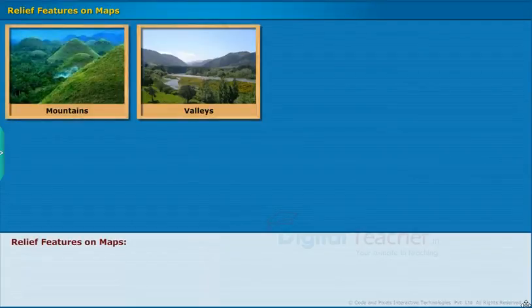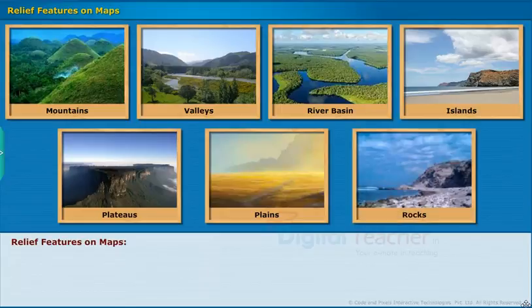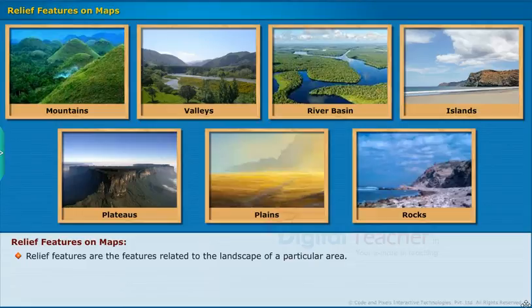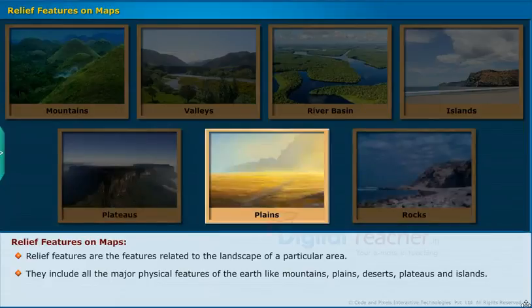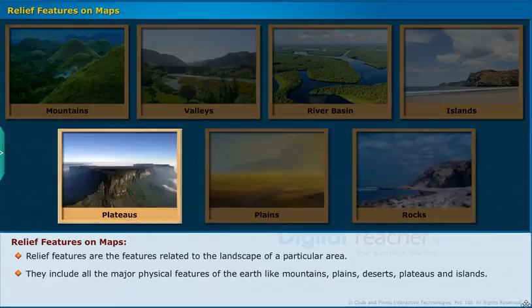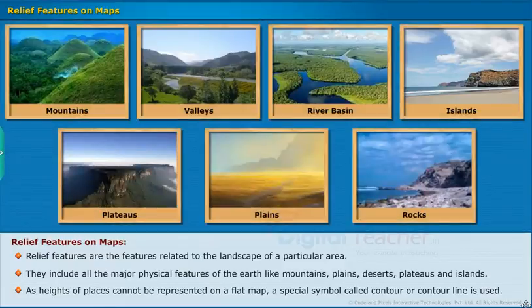Let us now see how relief features are represented on a map. Relief features are the features related to the landscape of a particular area. They include all the major physical features of the earth like mountains, plains, deserts, plateaus, and islands. As heights of places cannot be represented on a flat map, a special symbol called a contour or contour line is used.